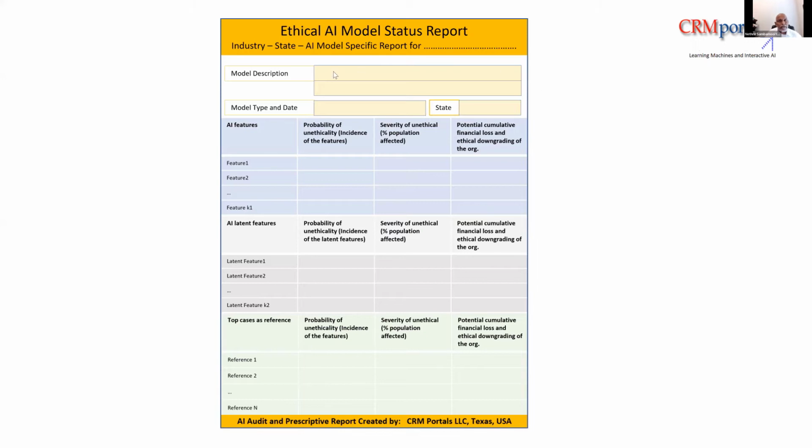Basically, you will have to have a model description, model type, and date, and which state the data is applicable, right? So you are going to be very explicit about all those things. Not only that, for every feature, what is the probability of unethicality? That is, the incidence of the feature for the subpopulations. Okay, remember that. It's all about subpopulations. If you are not fair to a subpopulation, it is unethical. That is as simple as that. Okay, you are fair to your subpopulation, but not fair to another subpopulation, or not fair to a specific individual. These are all unethical issues. That is how it is defined here.